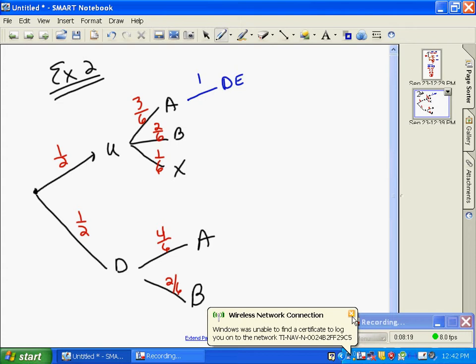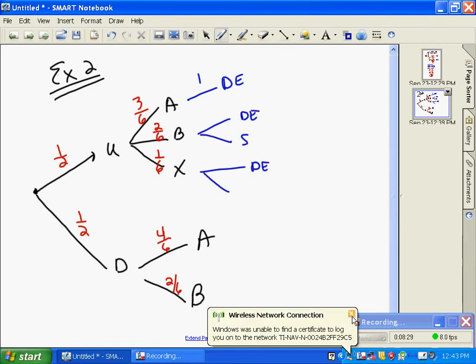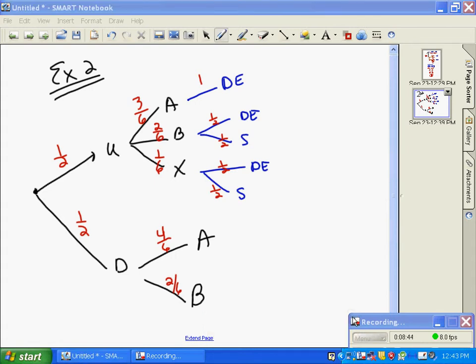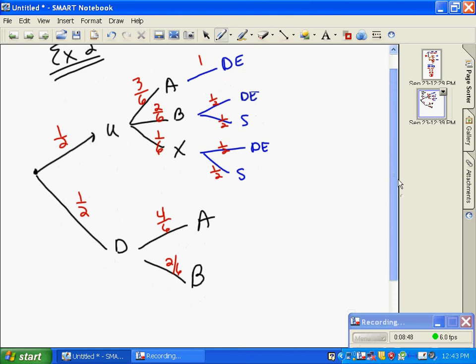If they see B or X, they are equally likely to go to the delicatessen or to a sushi bar. So we're going to go either DE or S on these two, with equal probability. So that's going to be 1/2, 1/2, 1/2, 1/2. Okay, now keep in mind if I'm going too fast, all you have to do is pause and let the person running the mouse know that you need me to slow down.